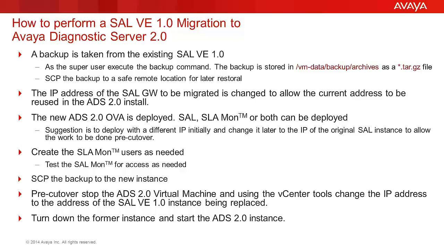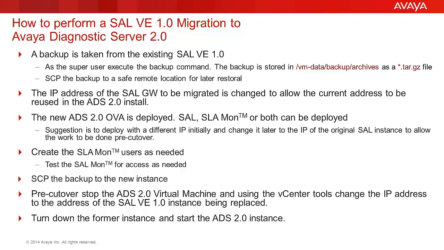The next step is to change the IP address of that instance to a new address that is capable of crossing the customer firewall to continue to provide access for maintenance work if it needs to be performed. The process to change the IP address is the same for the SAL VE instance as what I will show later for the newly installed ADS 2.0 instance.